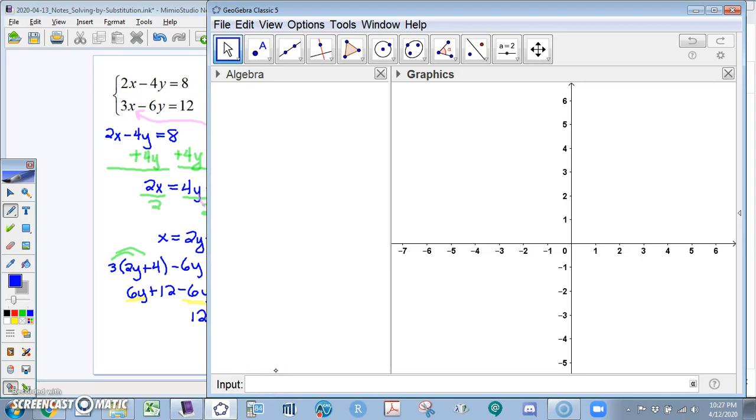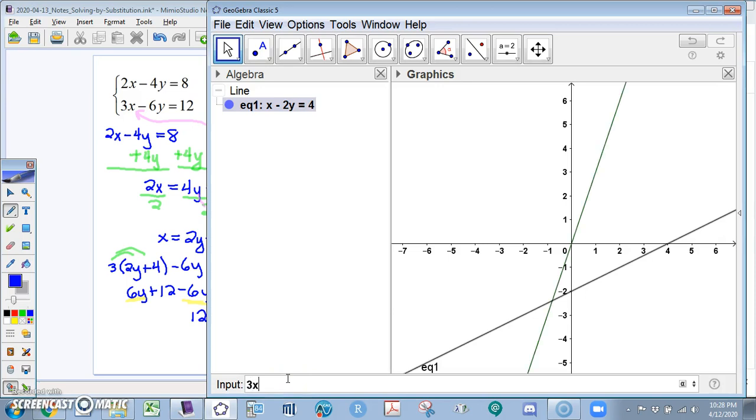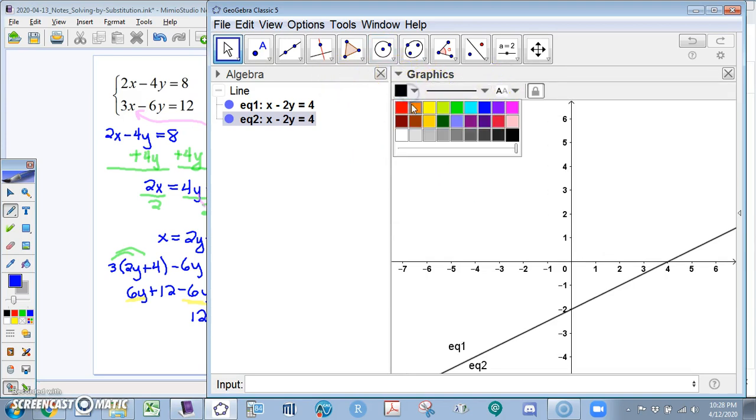So I'm going to come in here and I'm going to graph both of those equations. 2x minus 4y is equal to 8. And then I'm going to graph 3x minus 6y is equal to 12. And when I do that, it's a little bit difficult to see here, but those equations actually lie on top of each other. They're actually the exact same equation.